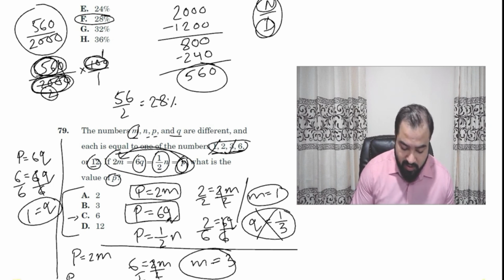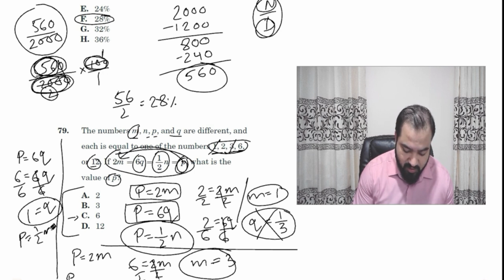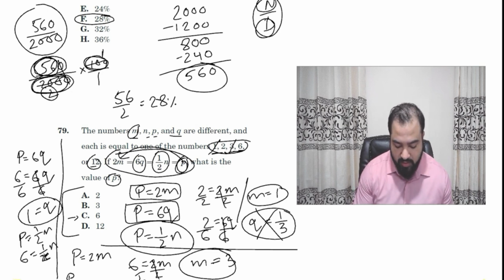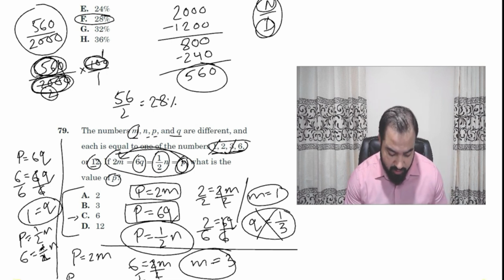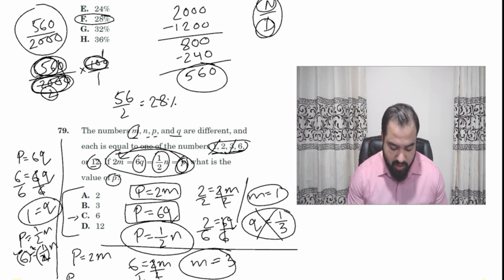Then the last equation says p is equal to half n, so p is equal to 1/2 of n. Now let's pick p as 6. That's what I picked. So 6 equals half n. So how do you solve for n? I could just multiply both sides by 2. We get 6 times 2, 12, is equal to half times 2, which cancels out, so it's just n. So n is equal to 12.